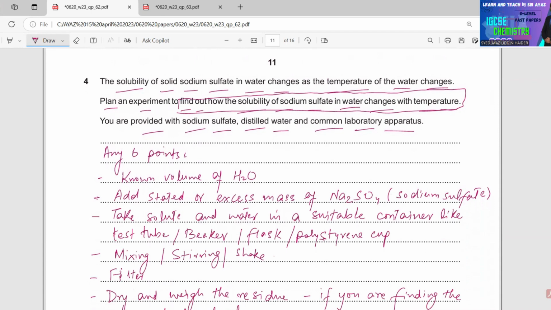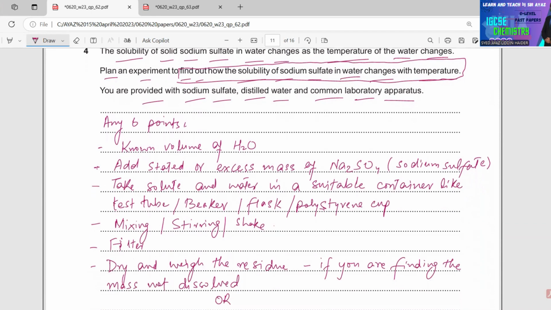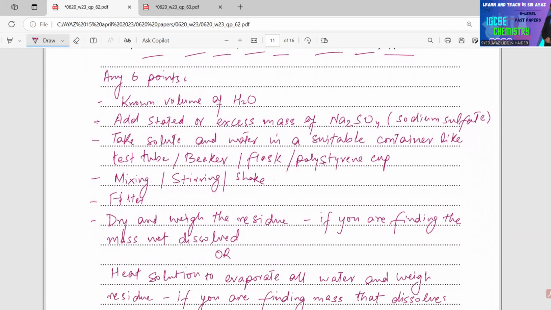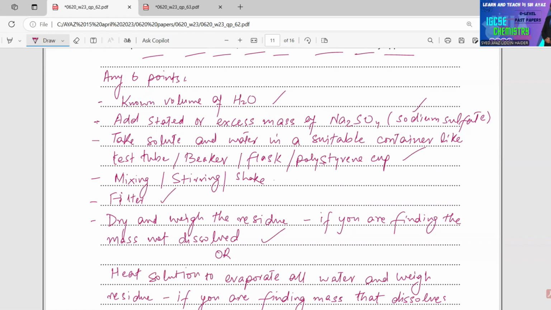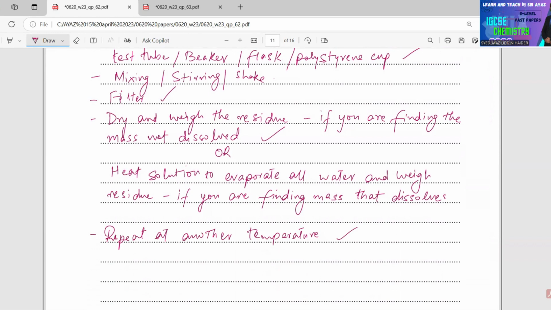So for any 6 points from this, the important points that you have to choose are: volume of water, stated volume of excess sodium sulfate, then the naming of apparatus, then you have filter, drying. Any one of these, you have 1, 2, 3, 4, 5, and the last one, repeat at another temperature. Even if you skip this one, it will award you all 6 marks, because if you're adding this, it will definitely include a mixing step.